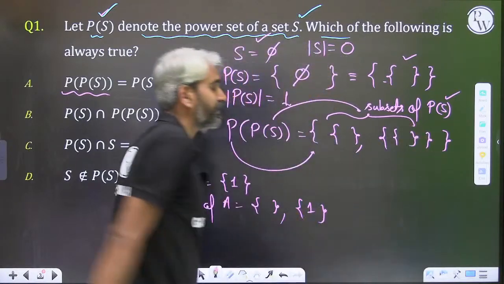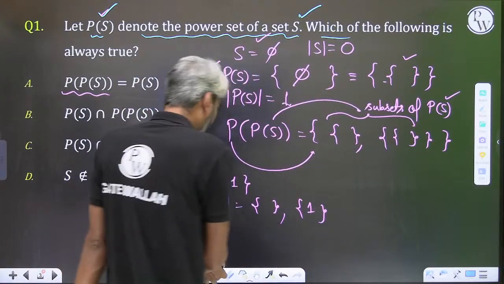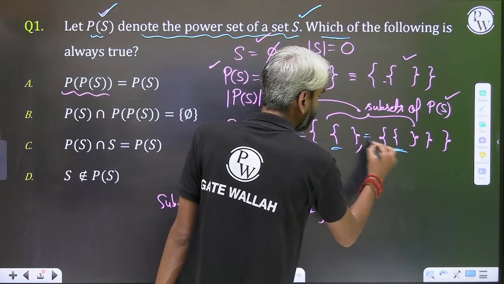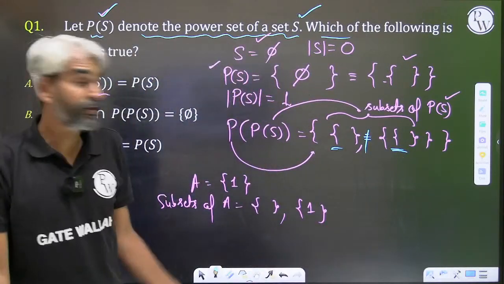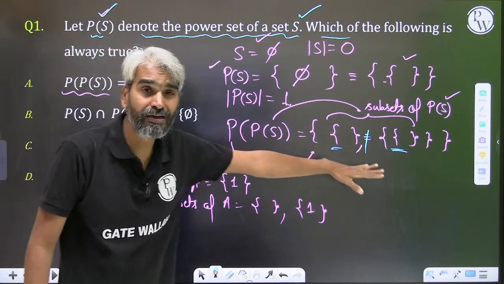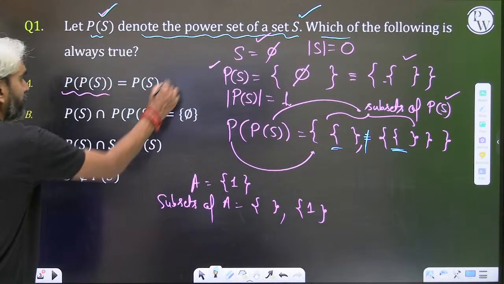Clear? Now you may think, just tell me whether these are two different elements or the same elements. These two are not equal. So there are two elements in this particular set. So you can actually see that power set of S is not equal to power set of S. So this one is false.